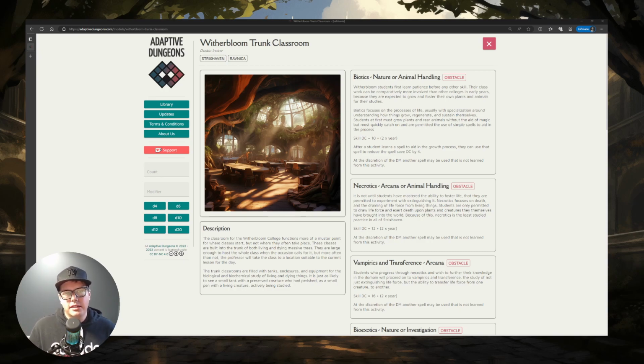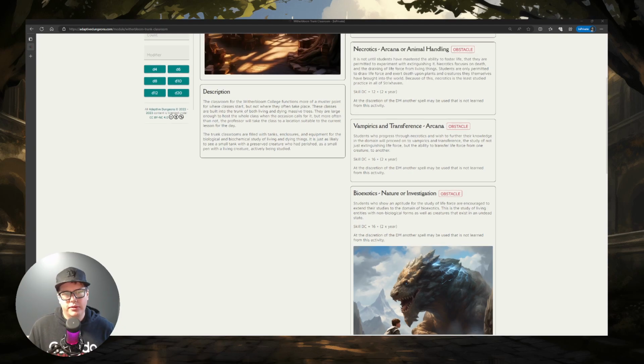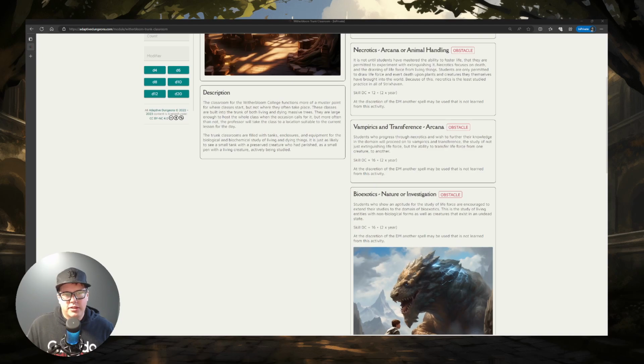So the idea is that every student's going to take biotics and necrotics. Biotics being the study of living things, and necrotics being the study of dying things, how things come to their natural or unnatural end. But then you have these two alternate paths where I don't actually envision students doing both. They could, given enough time, master both, and that's part of the Strixhaven way, truly mastering both sides of the dichotomy.